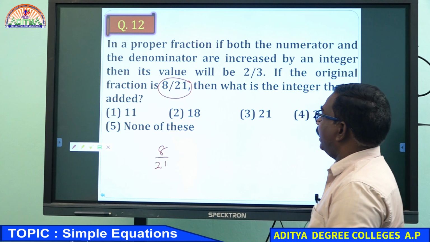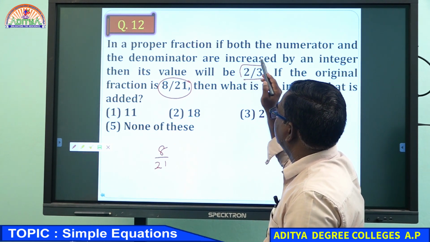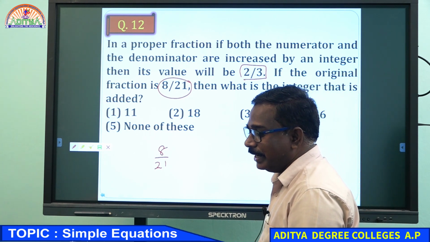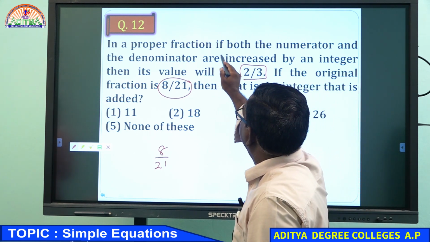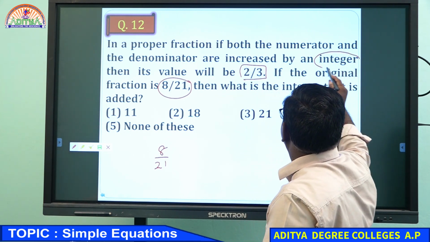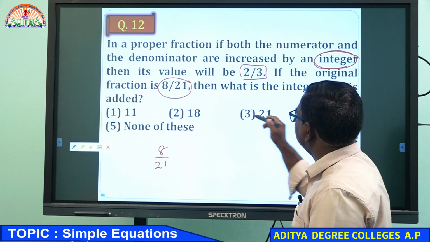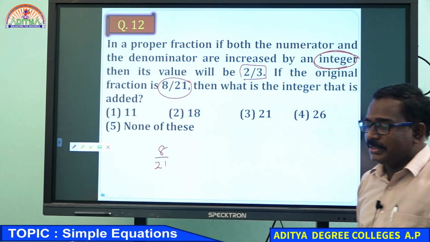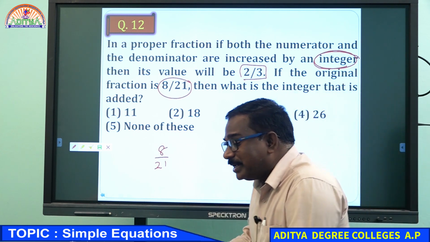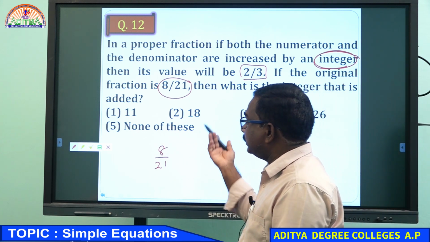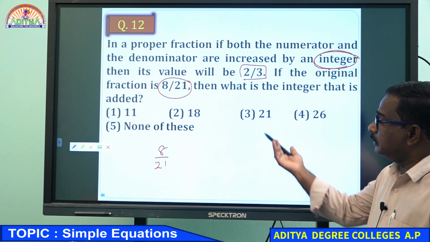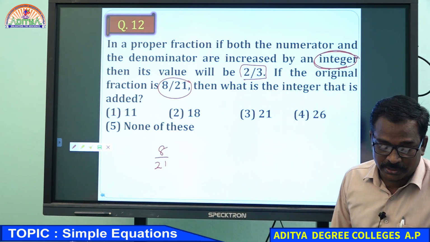Something was done and it asks that the value of the fraction becomes 2 by 3. How much is added or subtracted? Both numerator and denominator are increased by an integer. That integer is not given. Options are there, so we can easily use the options to get the answer. Suppose options are not given, what happens?